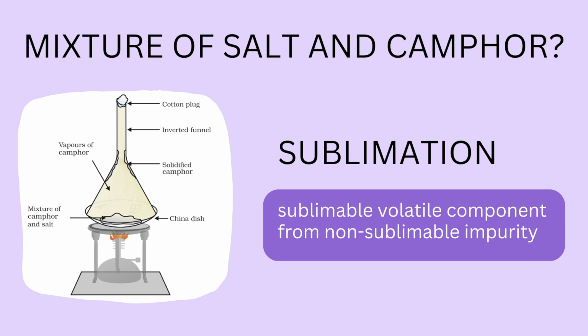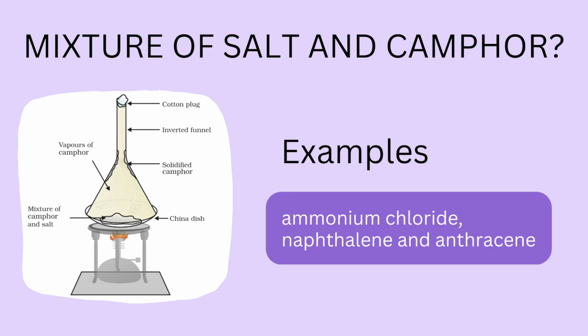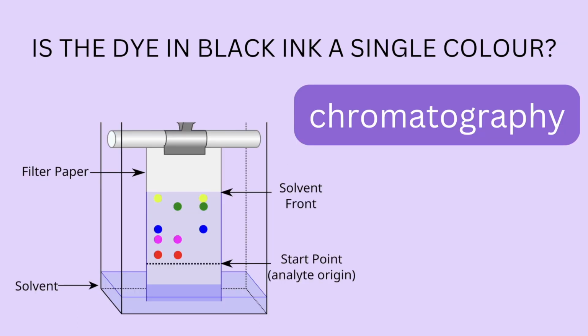Now what we have done here is taking sublimable volatile component away from the non-sublimable impurity. Here the salt is what we call the impurity and camphor is the sublimable volatile component. Now a few more examples where this process can be used are ammonium chloride and also naphthalene and anthracene. These are some more things that vaporize, that sublime and become gas, and that can be separated using the same sublimation process. Now we are moving on to the next method.